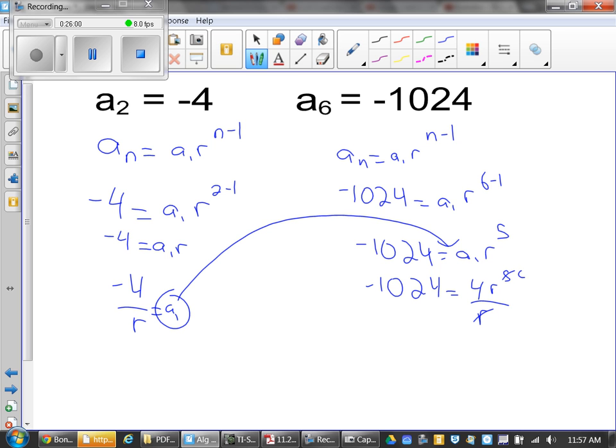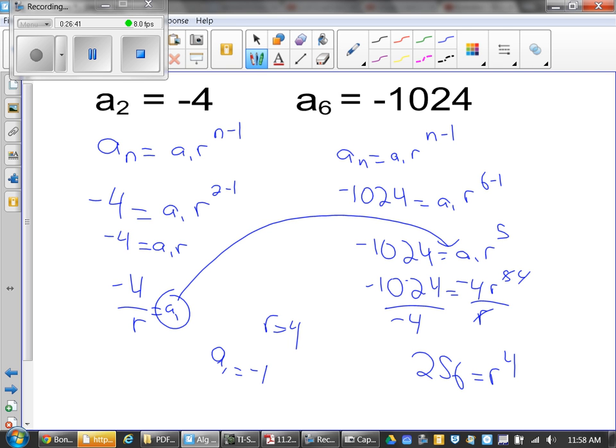That's why that might be wrong. Wait, is it 231? I got 230. No, I got 256. Because you divide by -4. Oh yeah, it's negative. Sorry. So then when you take the 4th root of 256, you get 4, correct? So your rate is 4. So your first term is -1. This is easy to write off the rule.